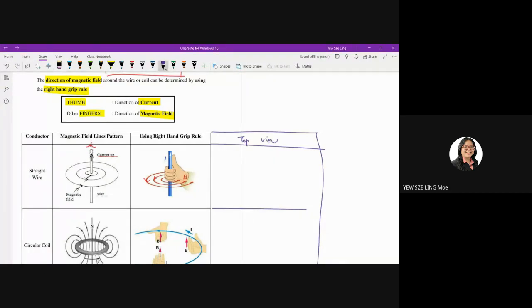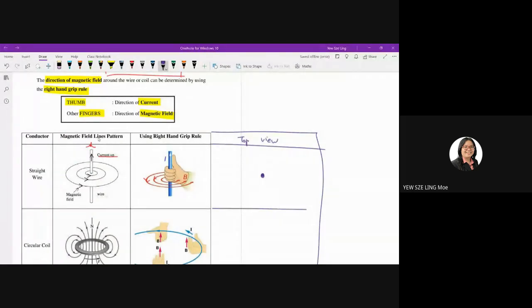Okay, so try to put a pen on top of the table and then you try to look down at the pen. So that current is now moving towards you, that is out of the page. So we put a dot here to represent current is out of the page.